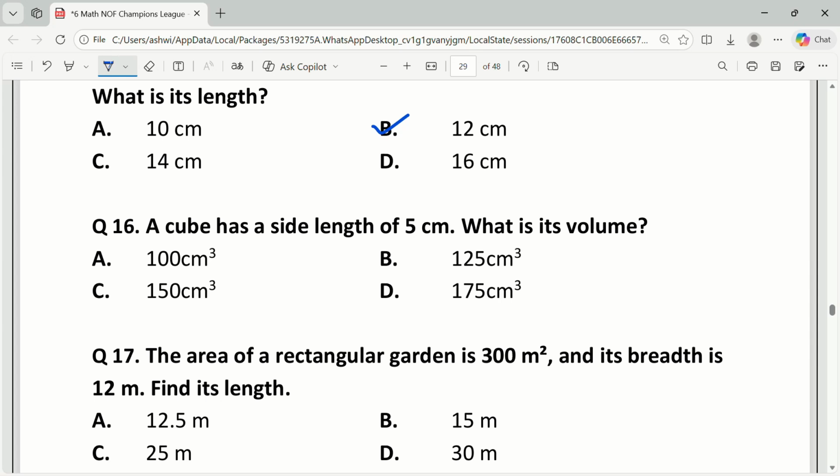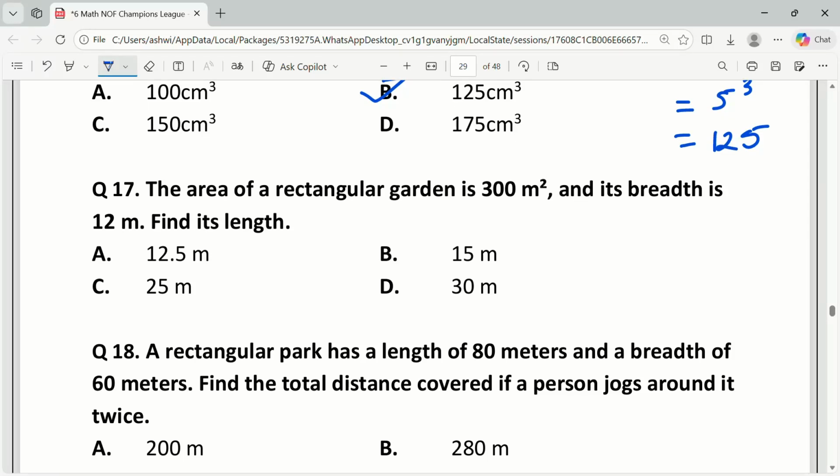The volume of a cube is given by the formula V is equal to S cube, where V is the volume and S is the side length. We are given that S is equal to 5 centimeter. So volume is equal to 5 cube, which is equal to 125. Comparing with the options, the answer is B, 125 centimeter cube.